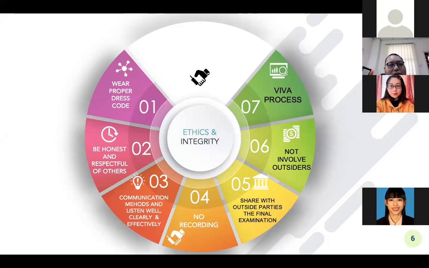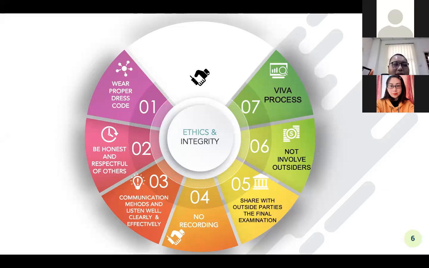So, to get familiarized with the Viva room. And for those who are doing the online, I would really suggest that you need to have certain trial and error with your friend and others.